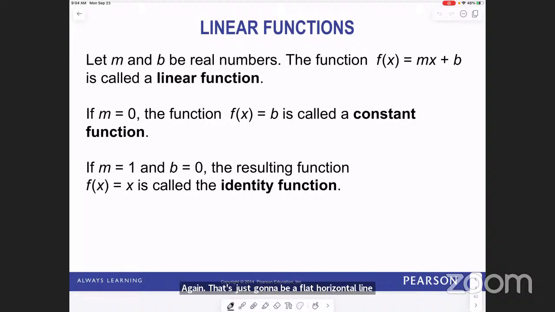So the first linear function is the constant function, or it's a flat horizontal line. And then if we let the slope be 1 and our y-intercept is 0, then our next base function is the identity function. That's like y equals x. So that's just like a diagonal line, right? So first we have a flat horizontal line, it might show up at different levels. And then the second base function is a diagonal line, with a positive slope.